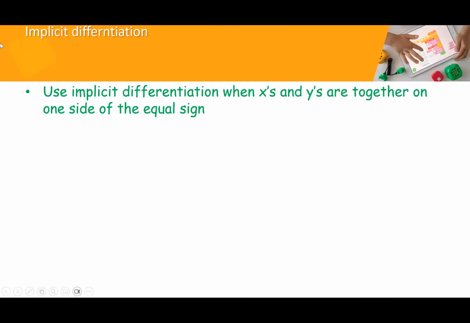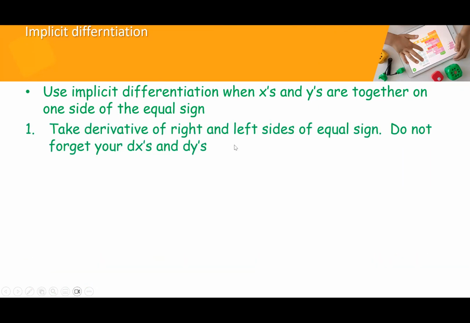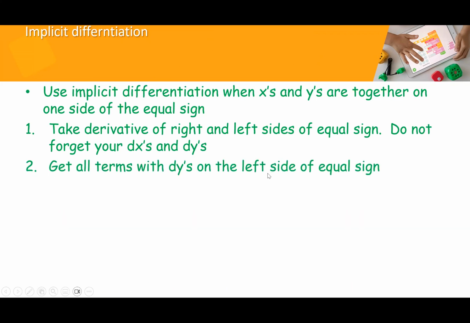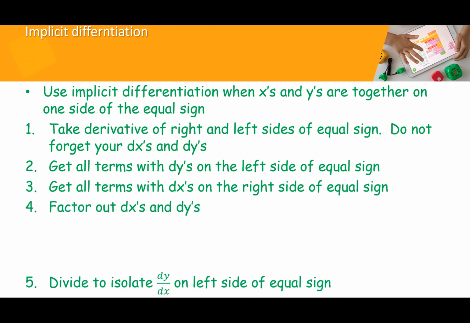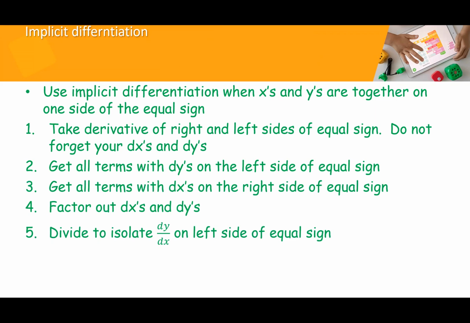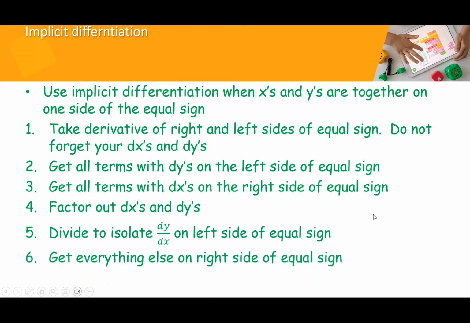All right, so just a little review of implicit differentiation. When we have x's and y's that are together on one side of the equal sign, we want to use implicit differentiation. The step-by-step procedure is to take the derivative of the right side and the left side simultaneously, but don't forget your dx's and your dy's. That's really important. Then we're going to add and subtract to get everything with a dy on the left side of the equal sign. Then we're going to add and subtract to get everything with a dx on the right side of the equal sign. Then we'll factor out our dx's and our dy's, and we'll divide everything by dx, and then get everything else on the right side of the equal sign. So dy over dx is all by itself on the left side. And we'll circle our answer.